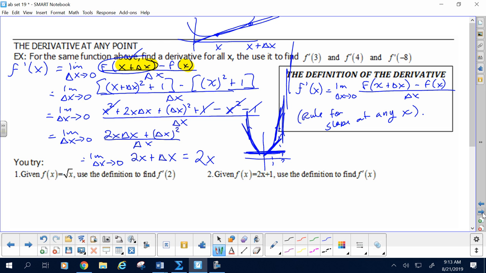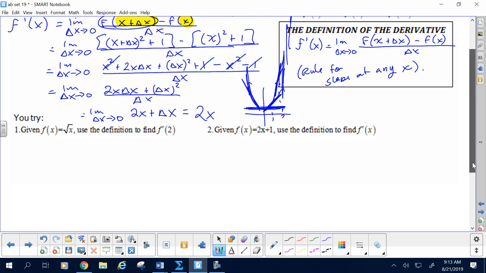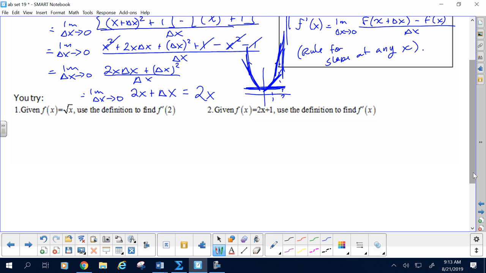Okay. That said then, let's try this. Would you try to use the definition of the derivative to find the derivative of the square root of x at 2? See if you can figure out how to get started. Start by saying f prime at 2, or the derivative at 2 is this.